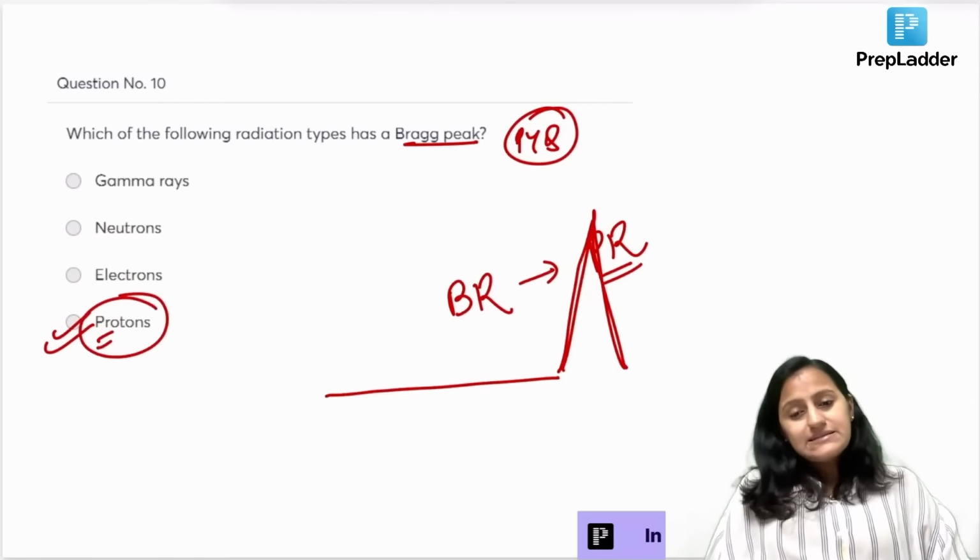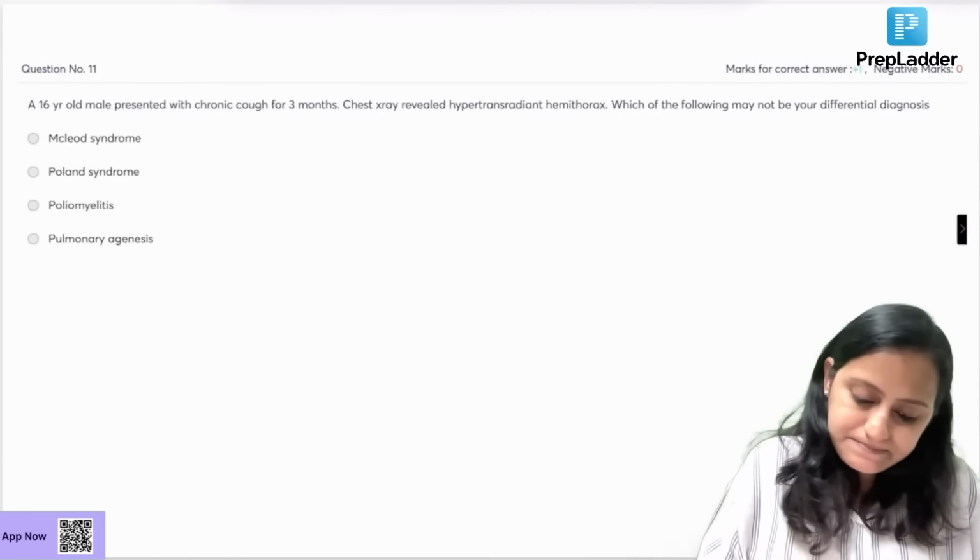Is this clear with everyone? Yes? Done? So that is why the advantage with the proton beam is that it gives a pencil beam like targeted therapy. Okay, pencil beam like targeted therapy is what you can achieve with the proton beam. Okay, all right. Going to the next one.